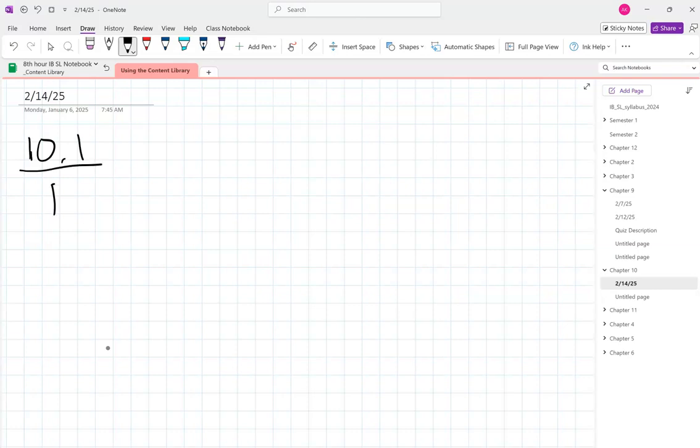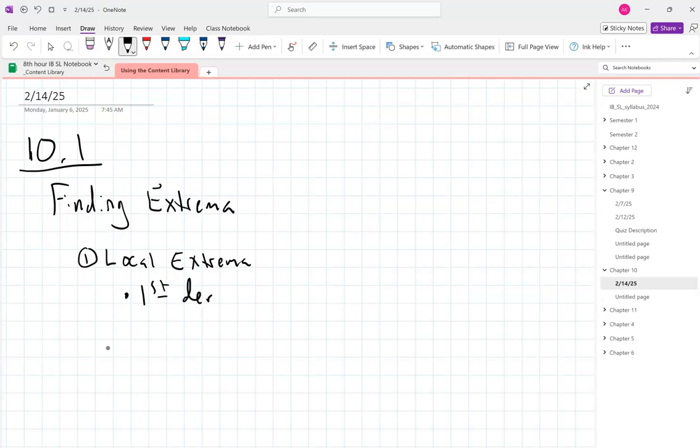All right. So today we're going to be talking about finding extrema. I'm going to talk about 3 methods of doing this. Depending on what type of extrema you're looking at, you may choose a different method. So for local extrema, we're going to use what's called the first derivative test.